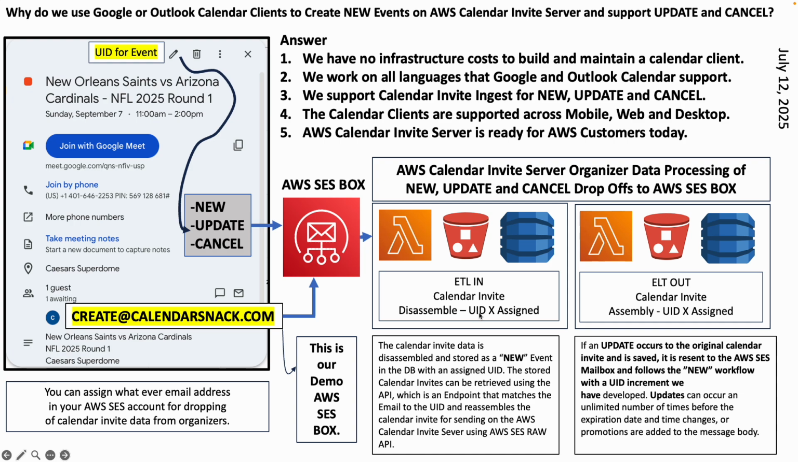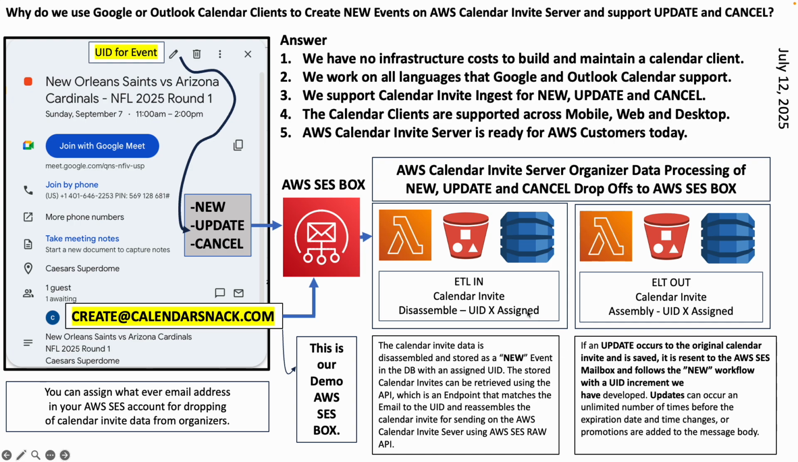we assign the original UID so we can track it from the calendar client. Then we add a +1 to it in the DynamoDB database. So the calendar invite data is disassembled and stored as new in the database with an assigned UID. The stored calendar invites can be retrieved using the API, which is ours, our calendar invite API. That is an endpoint that matches the email to the UID and reassembles the calendar invite for sending on the AWS calendar invite server using SES raw API.